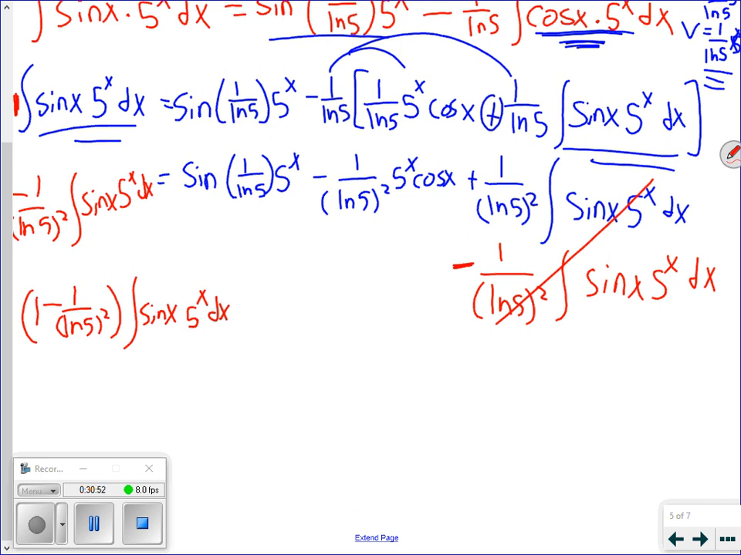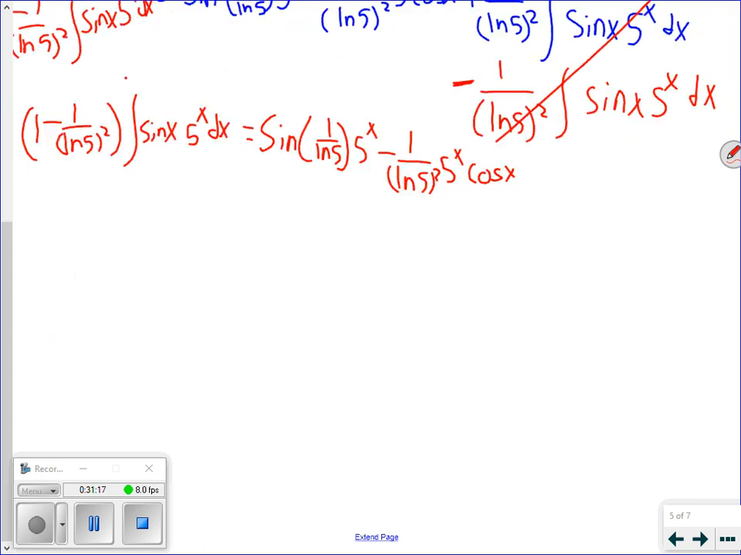And for sake of time, I'm running over, I'm sorry, this is equal to the sine of 1 over ln of 5, 5 to the x, minus 1 over ln of 5 quantity squared, 5 to the x cosine of x. That's what's left over. And now the only way to get the final answer, which is the integration of this, you're going to divide both sides by 1 minus 1 over ln of 5 quantity squared.